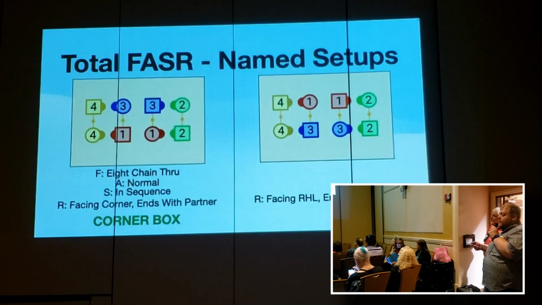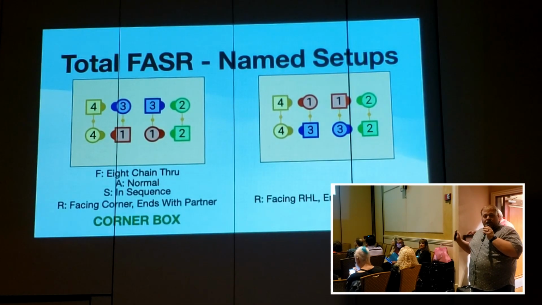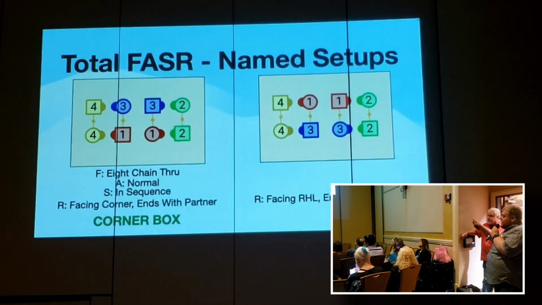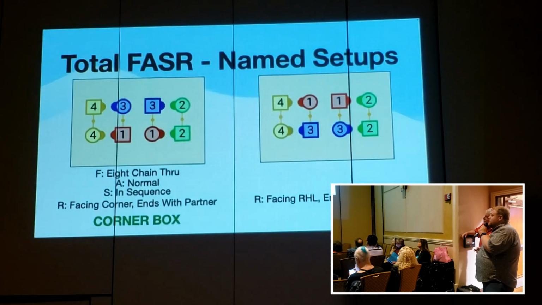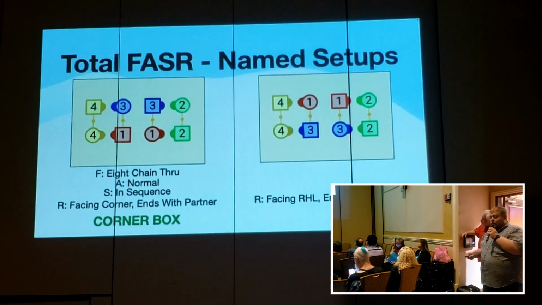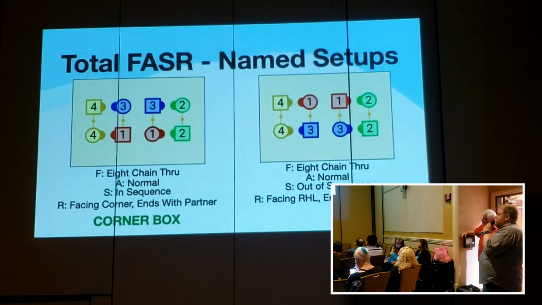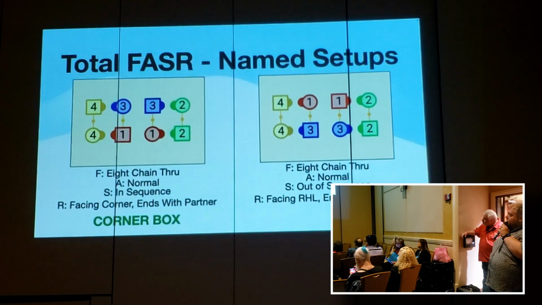This is the most important thing for everyone in this room to be able to see starting today when you're in this situation. Let's look at this one over here on the right. Again, we talked about this one. We know that the number 1 man is facing his right-hand lady, the ends of the partner. We also know it's a chain through, right? We know that they're normal and they're out of sequence. What do you think we call this? It's exactly the same, but it's out of sequence.